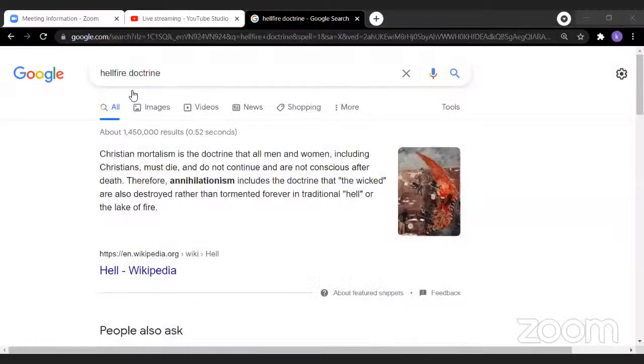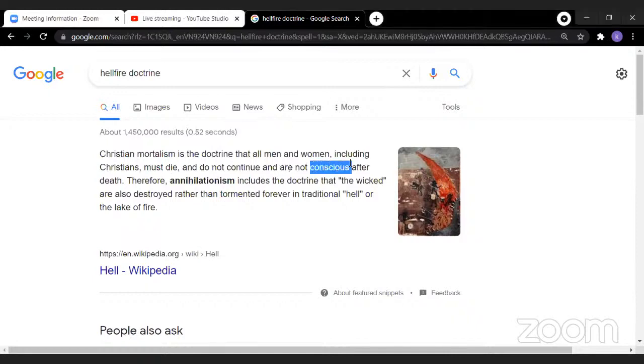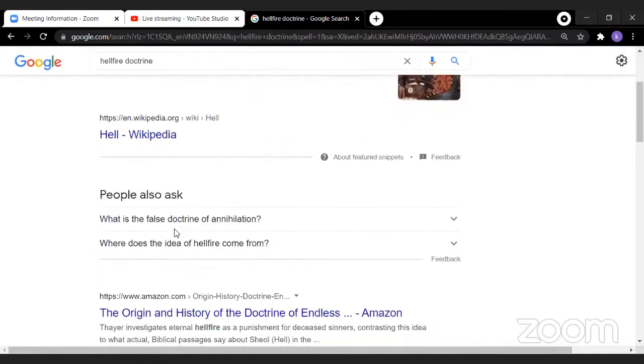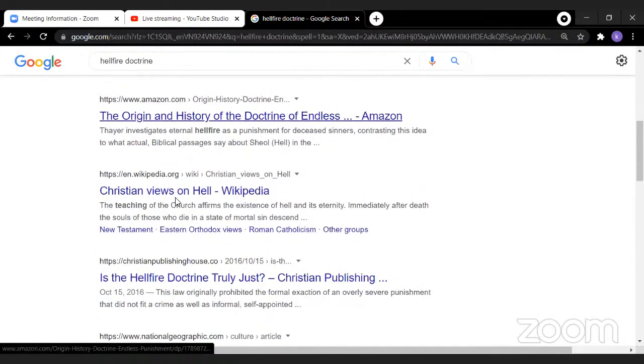Okay, so here's the hellfire doctrine. Christian mortalism is the doctrine that all men and women, including Christians, must die and do not continue and are not conscious after death. So we see this is not true, right? Because we saw. Absolutely. Therefore, annihilationism includes the doctrine that the wicked are also destroyed rather than tormented forever in traditional hell or lake of fire. So let's see the origin, Christian view on hell.